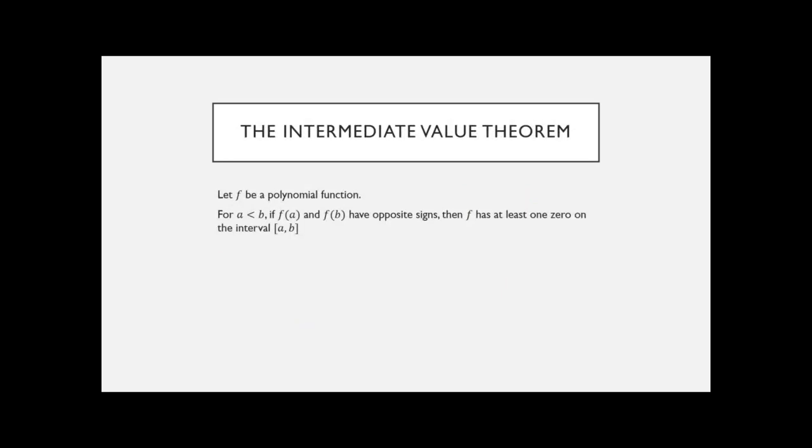So the intermediate value theorem is this, basically. Let f be a polynomial function, so it's just some equation that's a polynomial. For a less than b, if f of a and f of b have opposite signs, then f has at least one zero on the interval a to b.